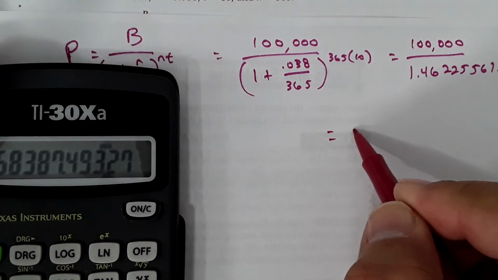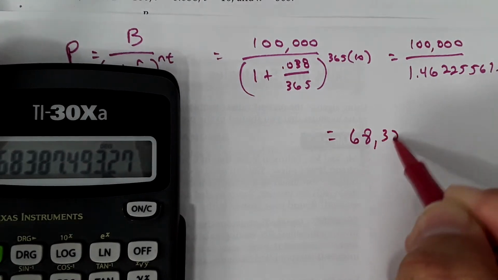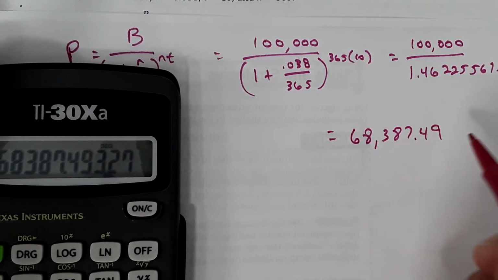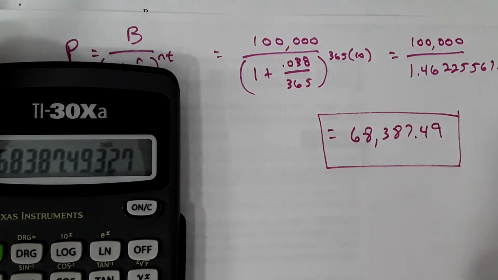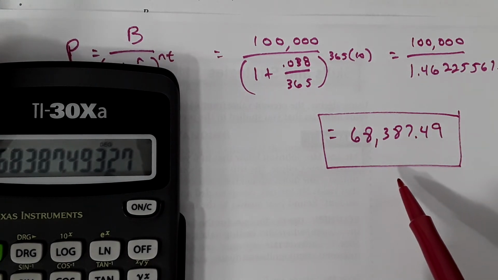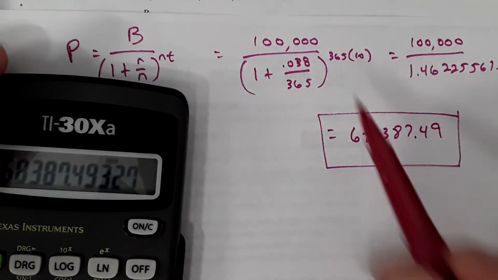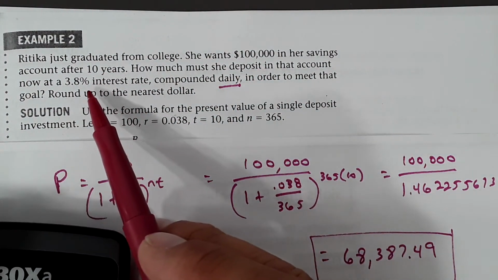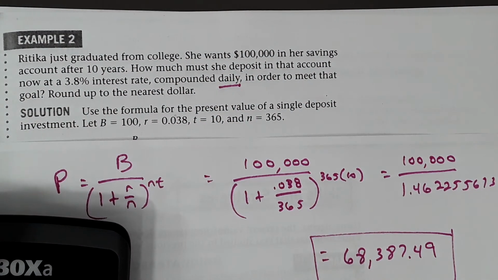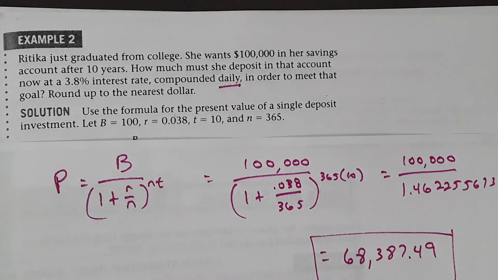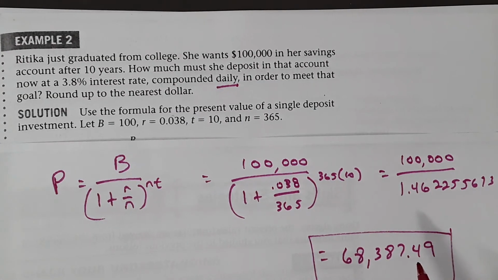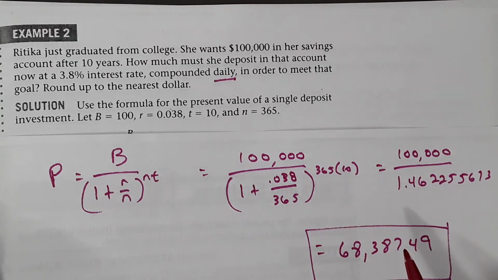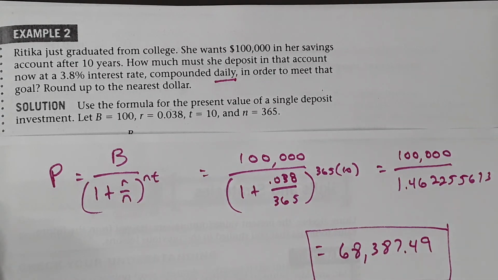And the answer is $68,387.49. So the current amount she needs to put in to reach $100,000 in 10 years at 3.8% is $68,387.49. Present value in order to reach a desired or a goal in the future. That's it.